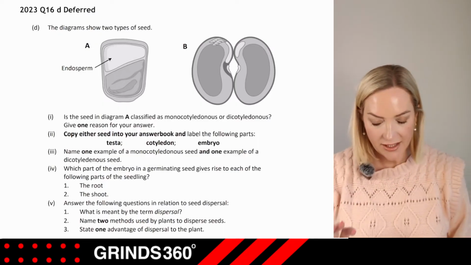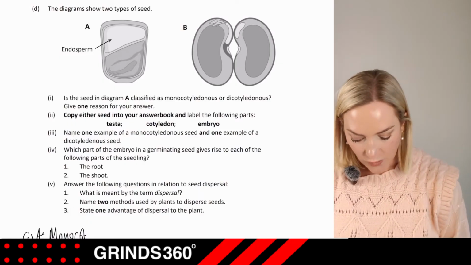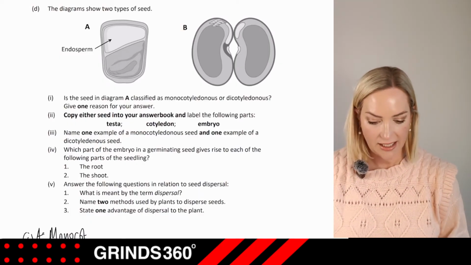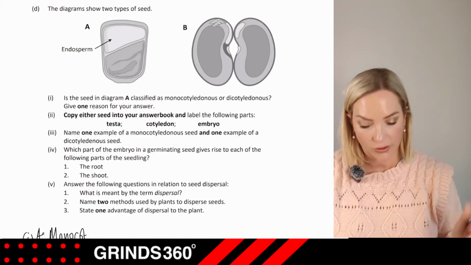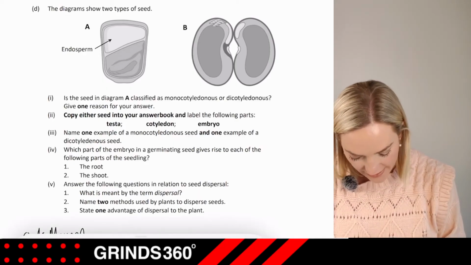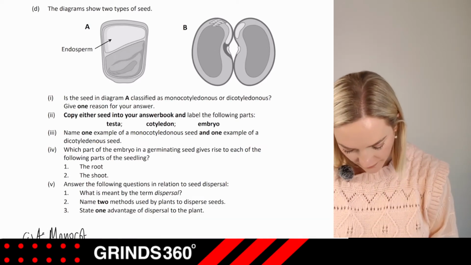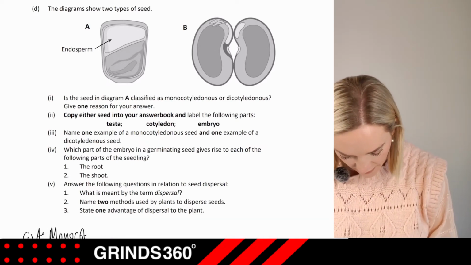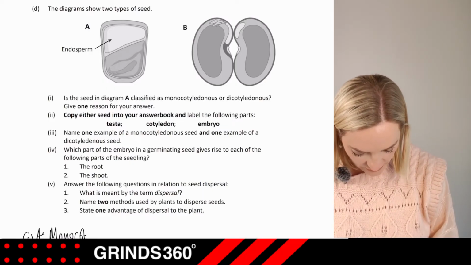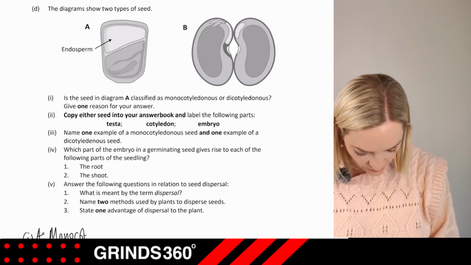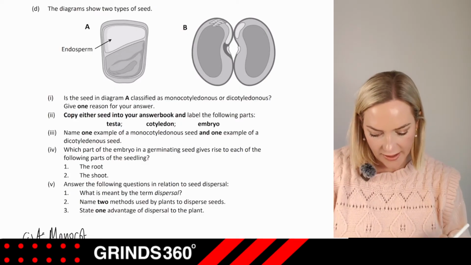Then it's asking me, so that's still not enough for my answer. It's asking me to give a reason for this. So we can say that there is endosperm. We can see the endosperm is not all used up, and you can see some of this. So we can see some endosperm. So we've qualified our answer.